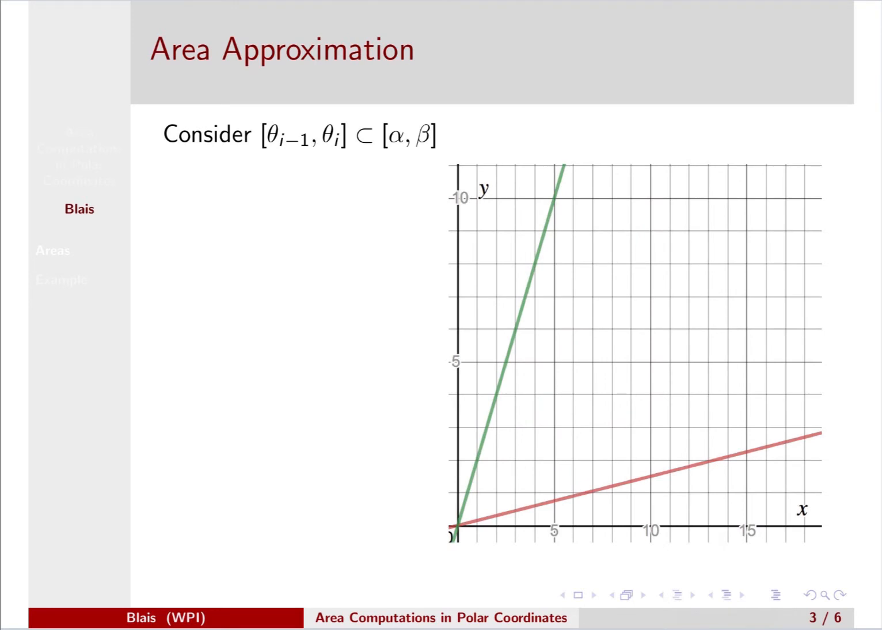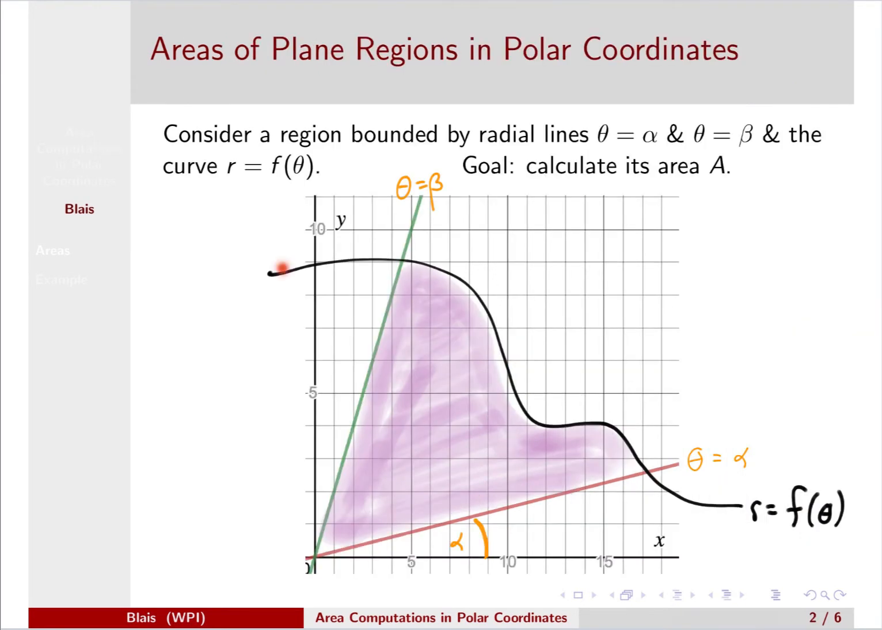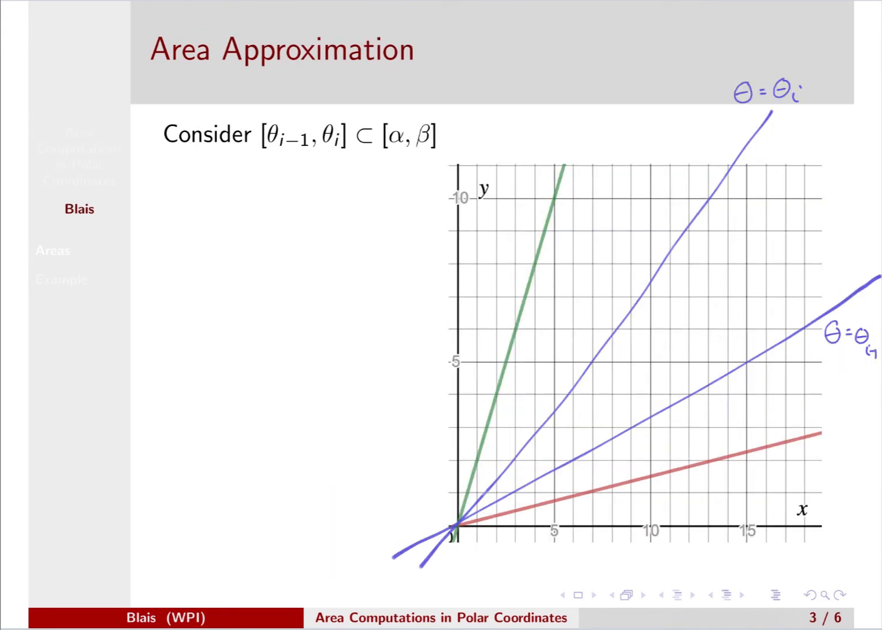So first, let's consider a subinterval, theta i minus 1, theta i, inside that interval alpha beta. So we would have these radial lines like this. So here we would say theta equals the constant theta i, and here we have theta equals theta i minus 1. And remember, we had this polar curve, r equals f of theta.